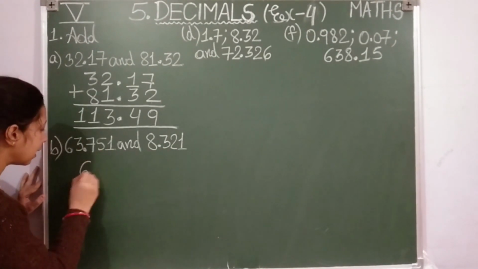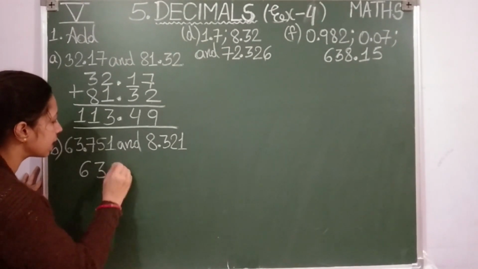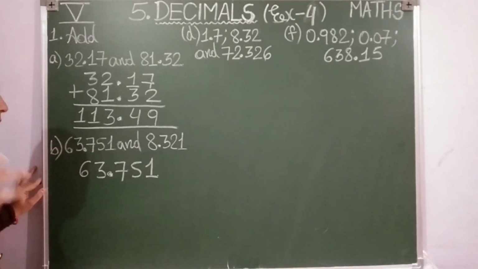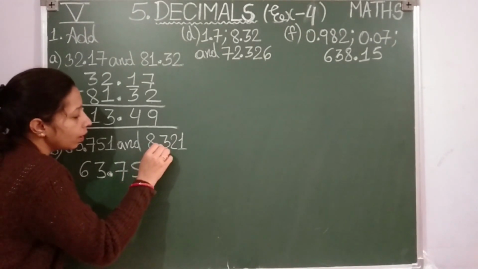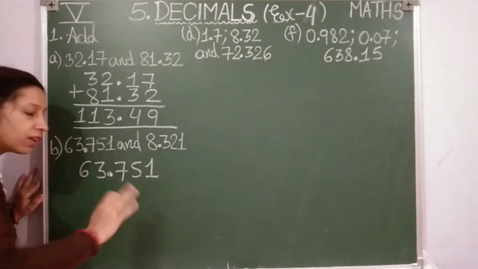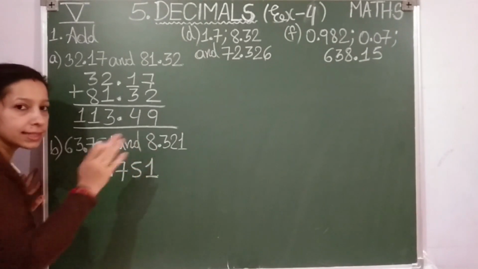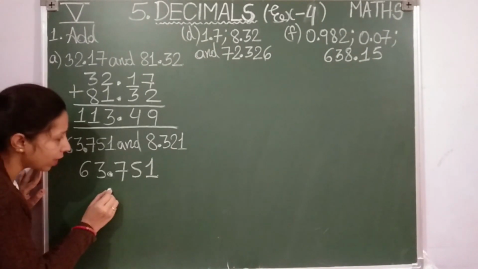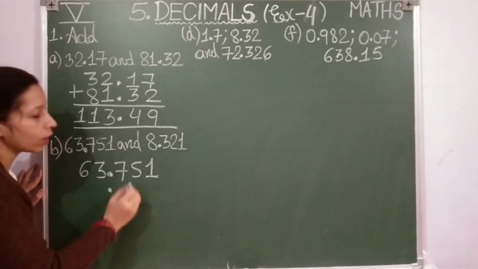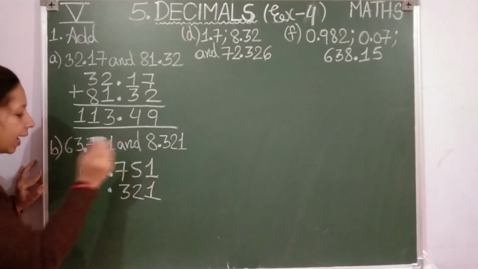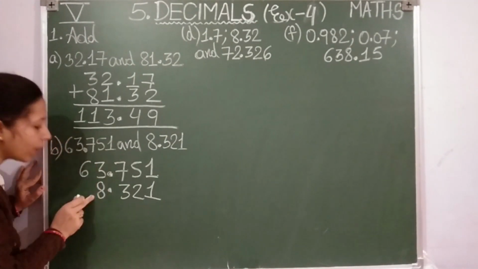So how to add? Let us see. Let me write first 63.751. Now how to write the second number, students? Again remind this thing very clearly. Whenever you are adding or subtracting decimal numbers, write the first number as it is. Now before writing the second number, put the point. If you use this trick, always your answer will be correct. First put the point for the second number, and now you can place the values: 3, 2, 1. Correct, na? Now where to write 8? 8 I'll write below ones place only.